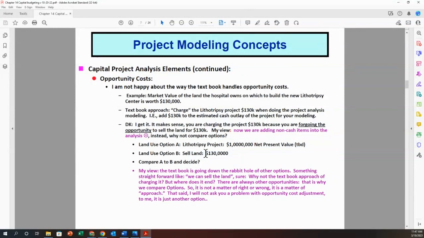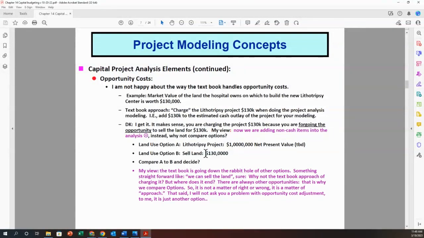So, okay, at one level I get it. You're recognizing the value of that 130 because you're foregoing the opportunity to sell the land. You have to have read the textbook chapter to understand this example. The problem is you're violating the fundamental tenet of project cash flow. You're adding a non-cash item to the analysis when we've just discussed that we only care about cash in and cash out. So you just violated a completely central tenet of how we do this.